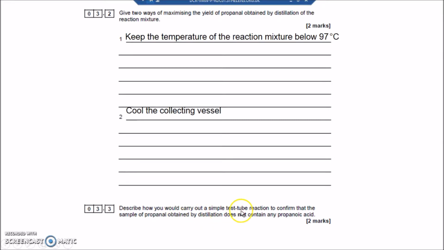Describe how you carry out a simple test tube reaction to confirm that a sample of propanal does not contain any propanoic acid. I'd use sodium carbonate. If there's any propanoic acid in the mixture, the sodium carbonate will produce bubbles or effervescence.